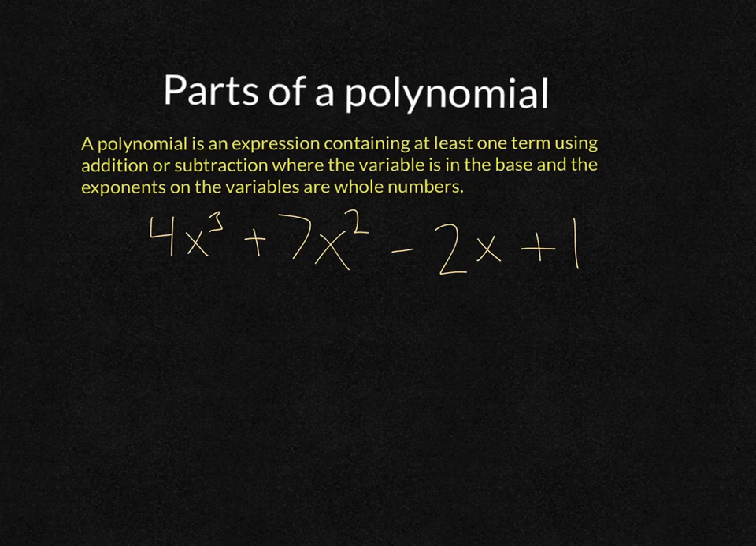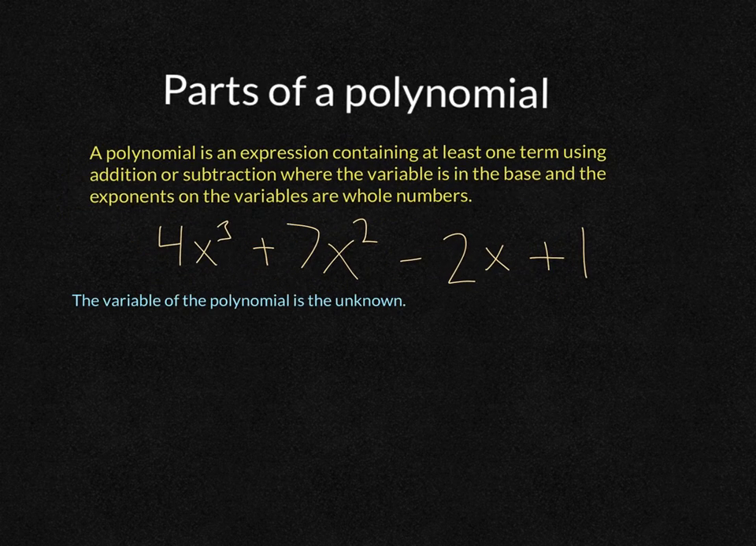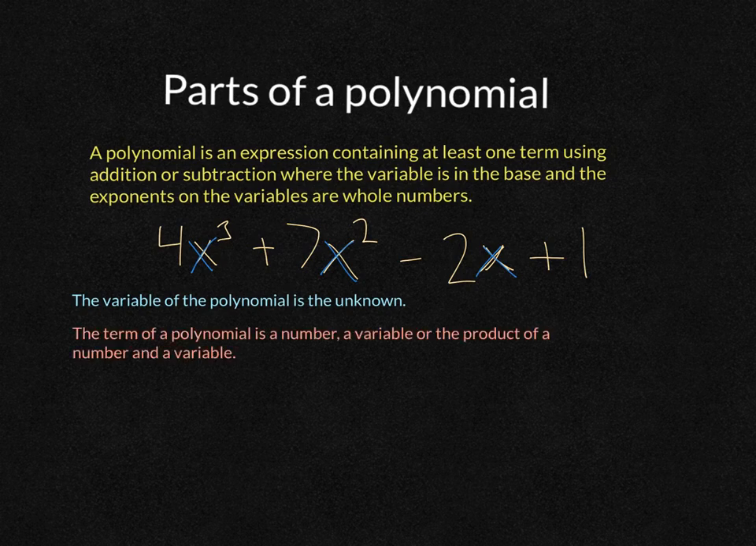All right, so let's talk about the parts of each of these polynomials. The first part of the polynomial is the variable. The variable of the polynomial is the unknown. So the variable of the polynomial I have written here would be x, and you have multiple x's. We have x to the first, x to the second, x to the third. You can have more than one variable in a polynomial, but most of the time you'll see x as the variable.